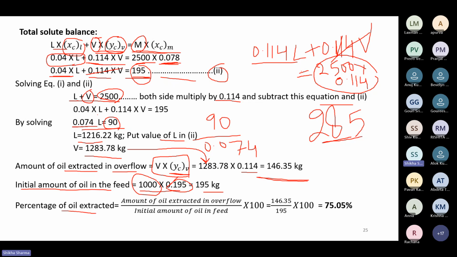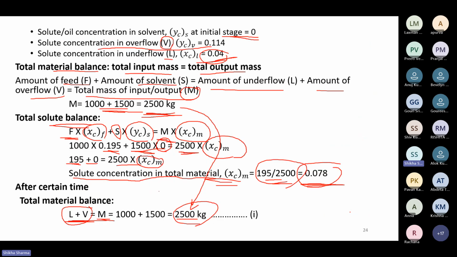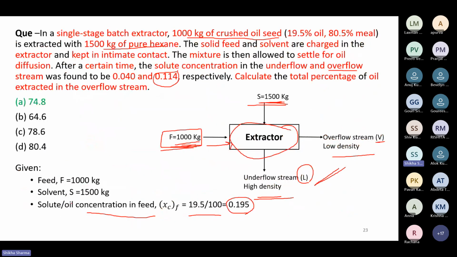So the percentage of the oil extracted is equal to the amount of the oil extracted in the overflow divided by the initial amount of the oil in the feed, into 100. The amount of the oil extracted in the overflow is 146.35, divided by the initial amount of the oil in the feed, which is 195, into 100. So the percentage of the oil we extracted is 75.05%, which is near to option A.